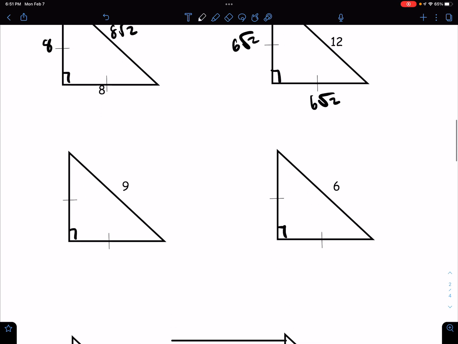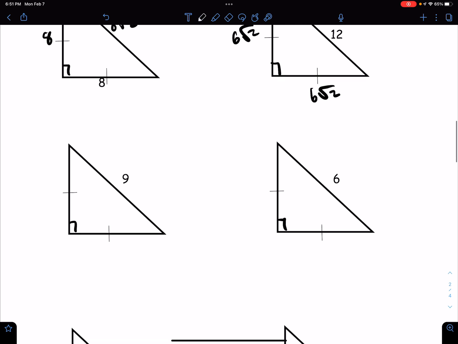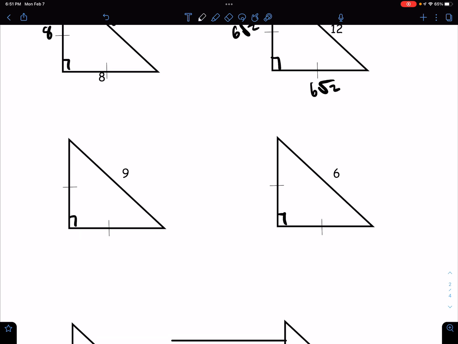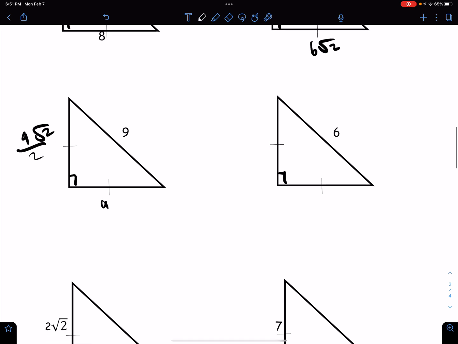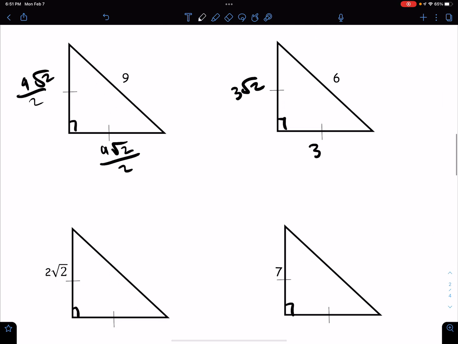Okay, then moving on. Now I have 9 as my hypotenuse. So to find a leg, it's the hypotenuse divided by 2, all times the square root of 2. 9 square root of 2, all divided by 2. So there's that one. And then on this next one, I have my hypotenuse divided by 2, which is just 3, times the square root of 2. And then I know that these are the same.